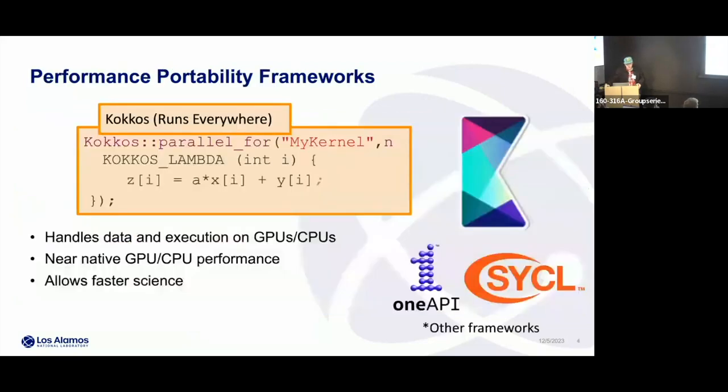Fortunately, there are performance portability frameworks that have been implemented that allow us to write our code once, and the framework handles moving it to GPUs and CPUs. This gives near native performance of the GPU languages or OpenMP. And in the end, it allows us to do faster science in that the code is faster, and we don't have to spend as much time developing and maintaining three different versions of the code. All right, computer science over.